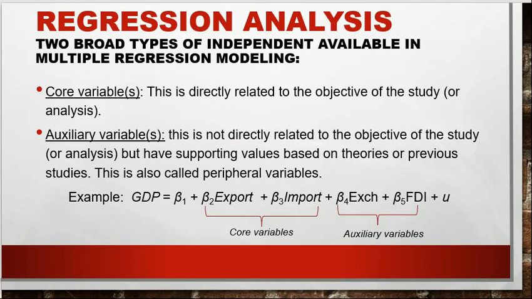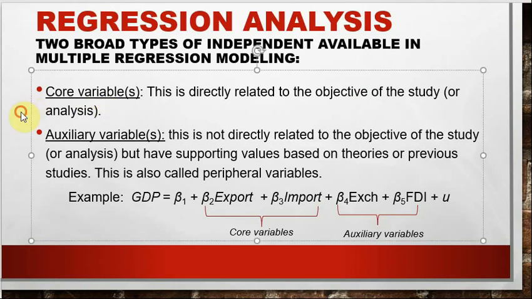Okay, now let's look at the regression analysis, the two broad types of independent variable in multiple regression. This is our nomenclature at Markel Enterprise Training Center. You may not see it obviously in textbooks. So we classified these variables because of what we wanted to learn here. We classified the independent variables in multiple regression into two. The first batch we call the core variables. This core variable is directly related to the objective of your study.